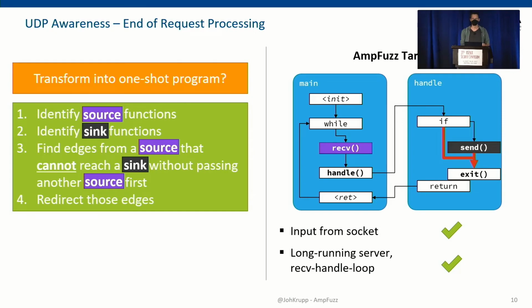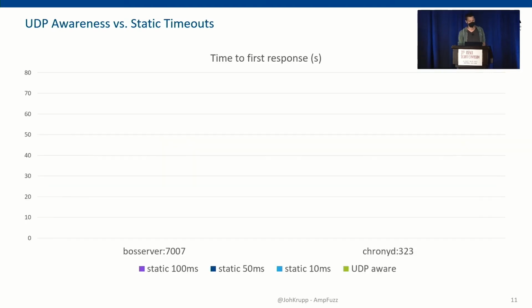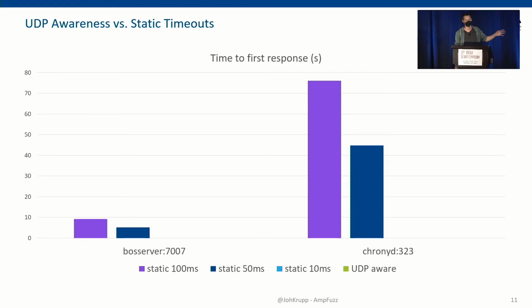At this point, you might ask, why are you not just using fixed timeouts? Because if you just wait for a fixed amount of time, eventually the service will be ready. So here are 2 examples. Basically, we're plotting the time it took us, our fuzzer, to find the first input that generated any response, in seconds. And with a fixed static timeout of 100 milliseconds on the first target, it took roughly 10 seconds. And on the second example, it took something over 70 seconds. Now, if we cut this static timeout in half, our fuzzing time also decreases. So in the first instance, we're now down to something over 5 seconds, and in the second instance, something over 40.